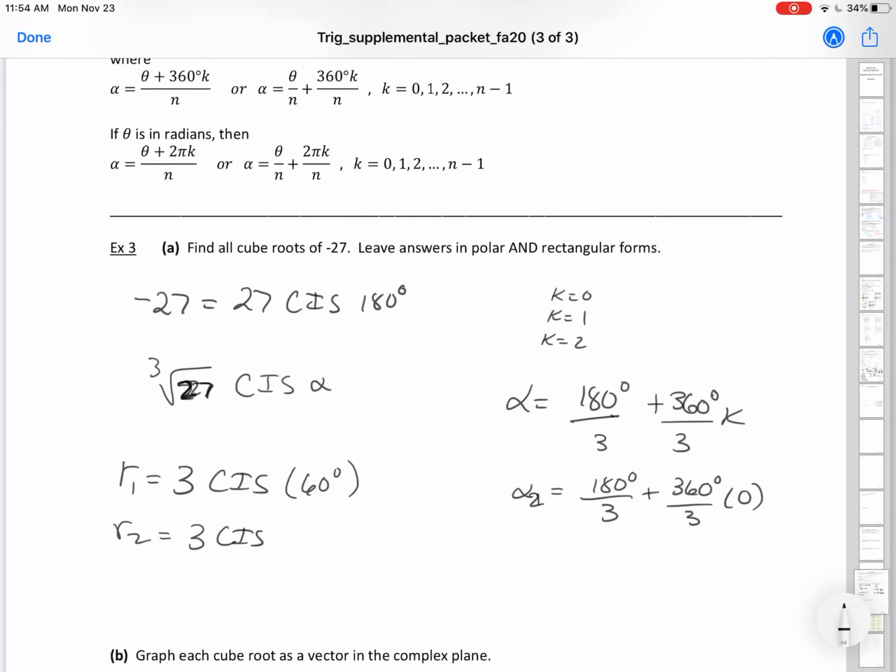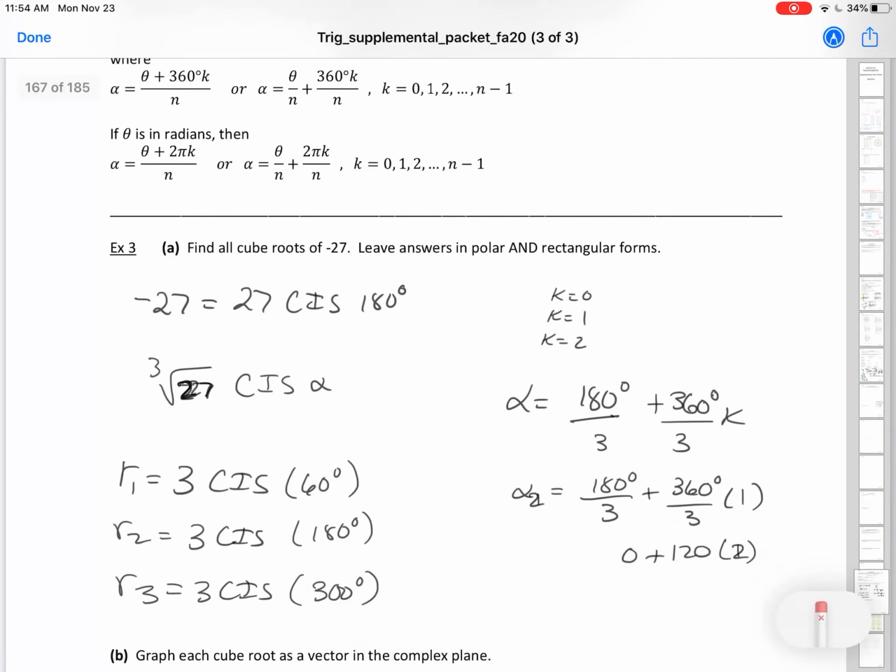So what's alpha 2? It's the 60, right? So this is 60 plus 120 times 1. It's always 1 less. So here we're going to get 180 degrees. And R3 is going to be 3 CIS, and we're going to then add 2 of these guys. So that's 240 plus 60, that's 300 degrees. So 60 degrees, 180 degrees, and 300 degrees.